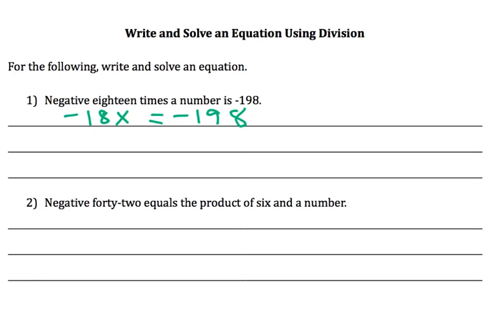So I look at this, it's like, okay, well, we got the negative 18 being multiplied, but the opposite of multiplication is division. So I will undo that negative 18 by dividing both sides by negative 18. Now, it's always cool to try to do these without a calculator, but these are large numbers. So if you punch this in, you'll get 11.